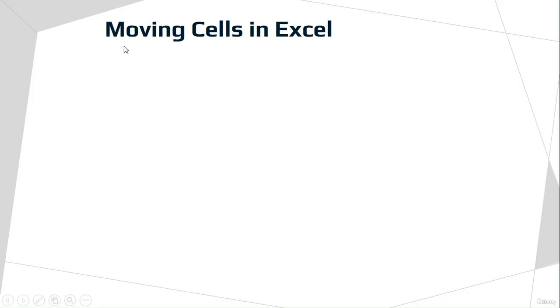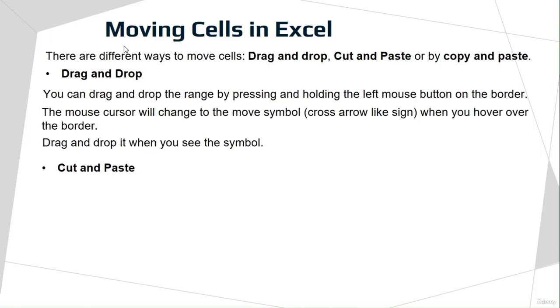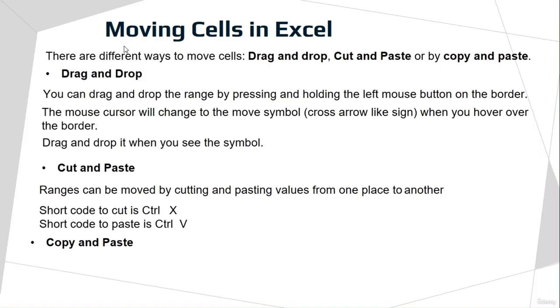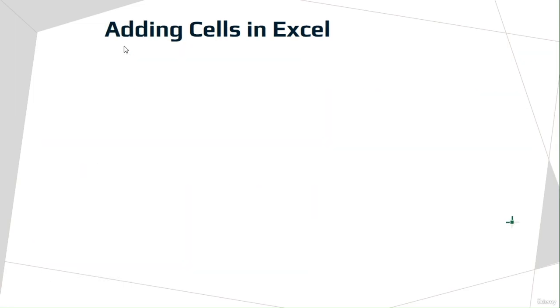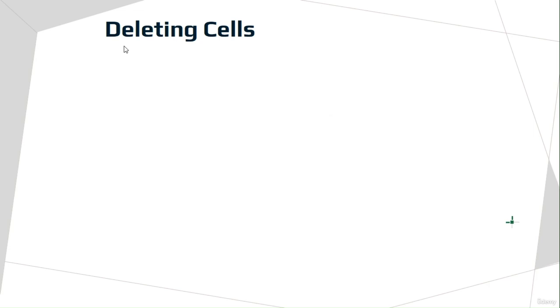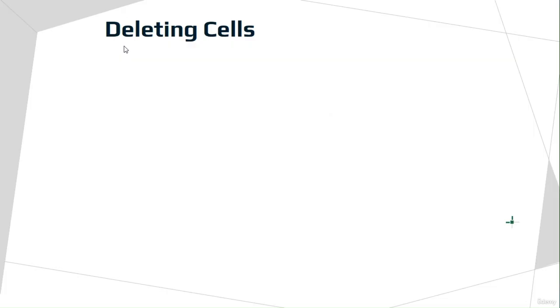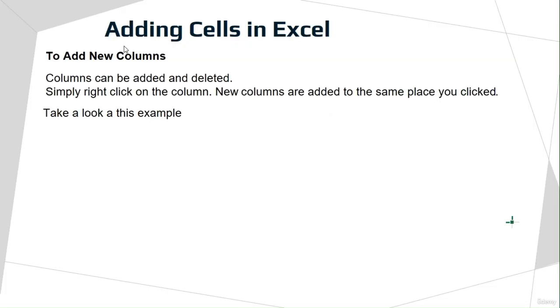In this lesson, we've been able to understand how to move cells using the different methods: drag and drop, cut and paste, copy and paste. We also looked at how you can add cells in Excel, how you can add a column, and how you can add a row. We also looked at deleting cells. Practice this yourself using the data available and try to master how you can perform all these functions in Excel.